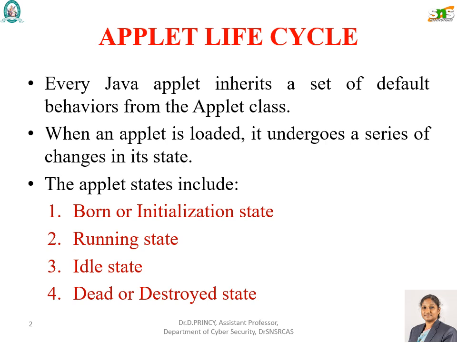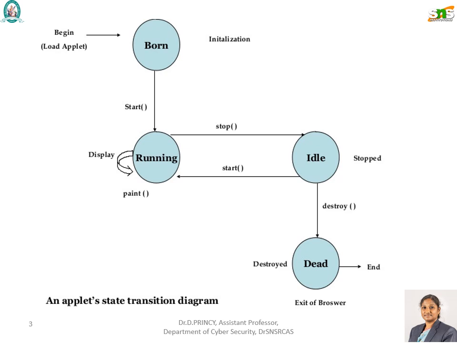There are four types of applet states: born or initialization state, running state, idle state, and dead or destroyed state. When we create an applet, it is in the born state. We have to initialize it using the init method. When we call the start method, it goes to the running state. The output will be displayed using the paint method.